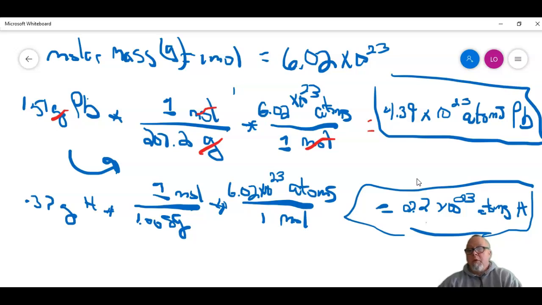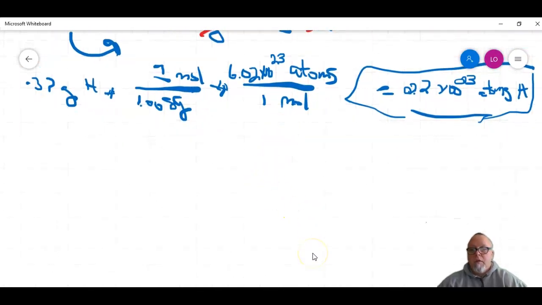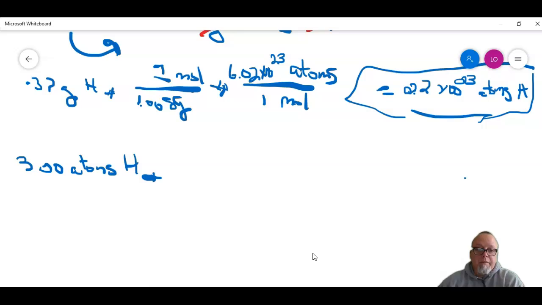Which is less than a mole, and it's obviously less than a mole. It's about 1/3 of the mole, and that's about 1/3 of the 6.02 times 10 to the 23rd. So again, easy to go through. Now let's go the opposite way. Let's say I had 300, a ridiculously small number, 300 atoms of hydrogen, and I want to know how many moles I have.